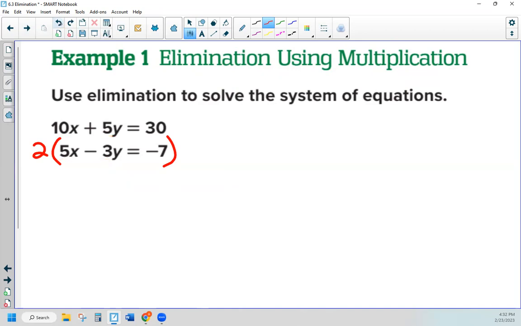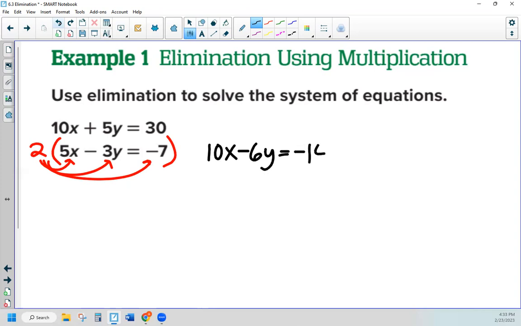And if I were to say, okay, well, what if I don't multiply this equation by 2? Can I multiply something by 3 to get 5? And the answer is, you can, but it's going to be dealing with ugly fractions and decimal numbers. So right now, the easiest idea would be 2, right? Now, what does that look like? Well, we need to do the distributive property, because whatever you do to one piece of the equation, you have to do it to all of it. So that's going to give us 10x minus 6y equals negative 14.